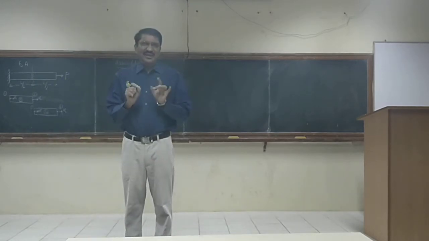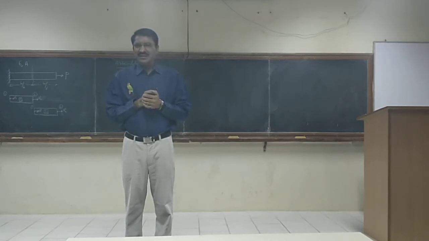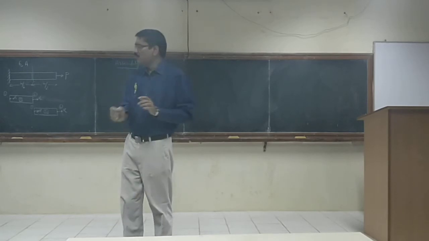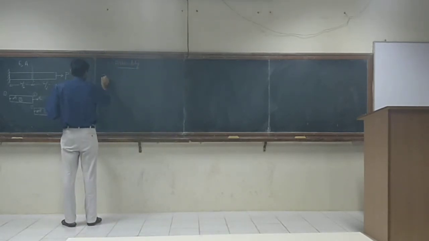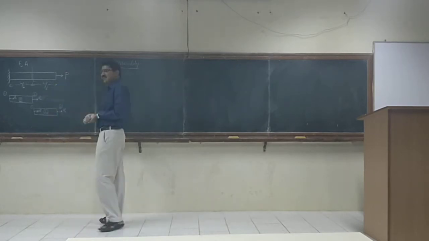So U1, U2 earlier, because one element, we are not bothered to give another tag. Now we are giving another tag, a superscript, which indicates the element number. Now let us see element number 1. What are the stiffness equations?